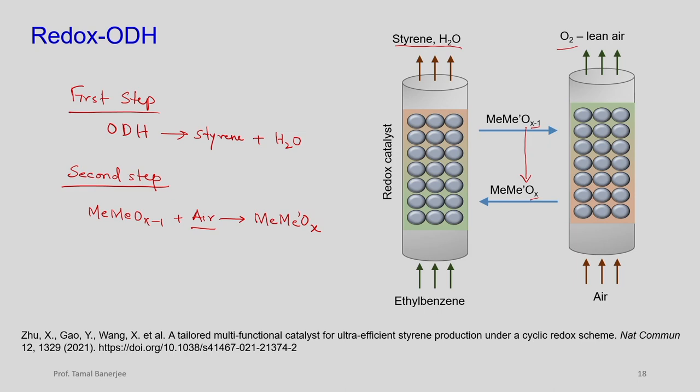So this is called chemical looping combustion. Chemical looping combustion means you loop the catalyst from one bed to the other bed. In one of the beds you lose oxygen, in the other bed you add oxygen. So the overall oxygen is balanced on both sides. The second step is also called SHC, selective hydrogen combustion. So in this case your hydrogen is combusted. Hydrogen is combusted with the oxygen to form H2O.